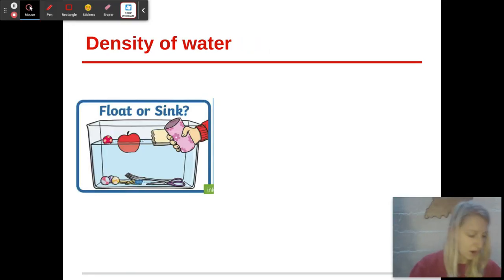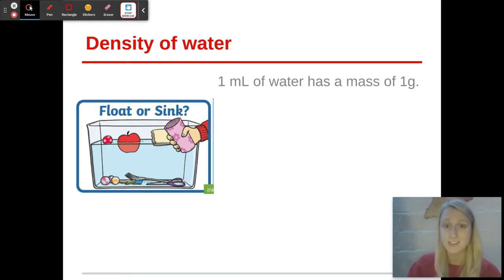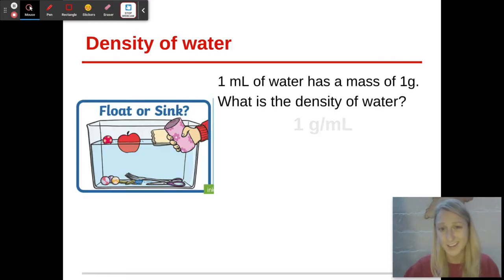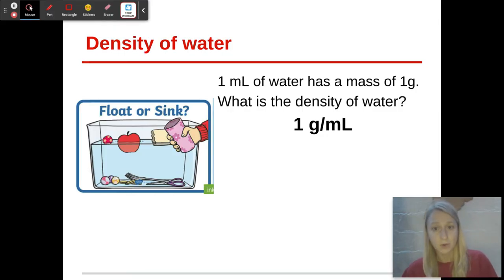So first off, we need to talk about the density of water. Now, 1 milliliter of water has a mass of 1 gram. So if we think about density and the units we use for density, the density of water is 1 gram per milliliter. Each milliliter of water has a mass of 1 gram, 1 gram per milliliter.